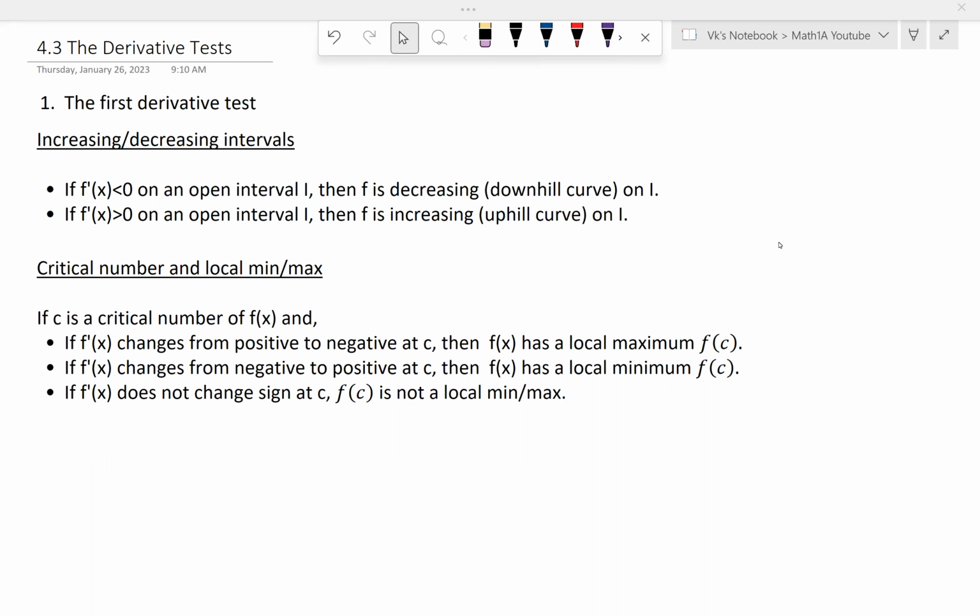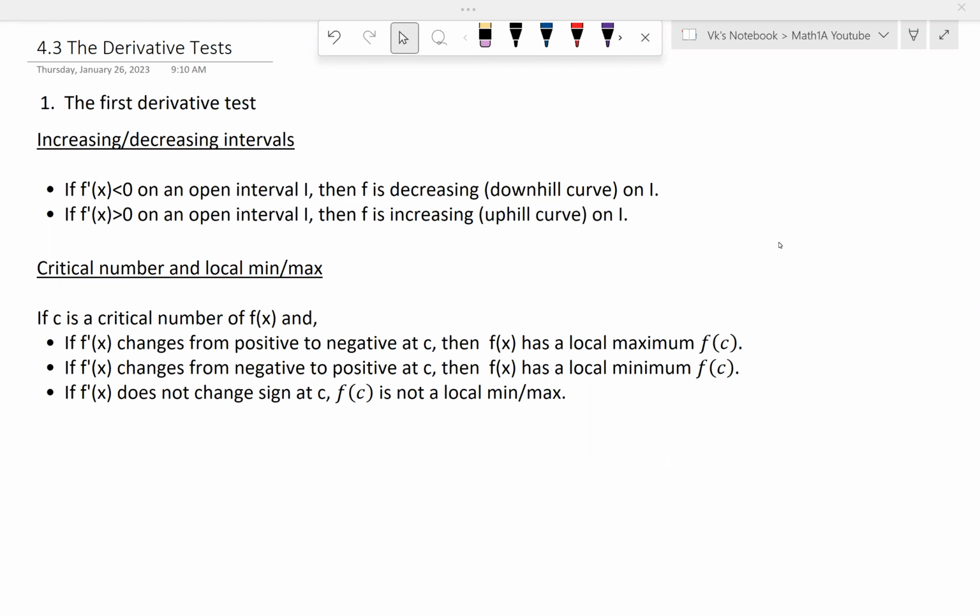increasing or decreasing intervals. We can use the first derivative to do that. If f prime x is less than 0 on an open interval I, then f is decreasing. That is, it has the downhill curve on the interval I. And if f prime x is greater than 0 on an open interval I, then f is increasing, an uphill curve, on the open interval I.